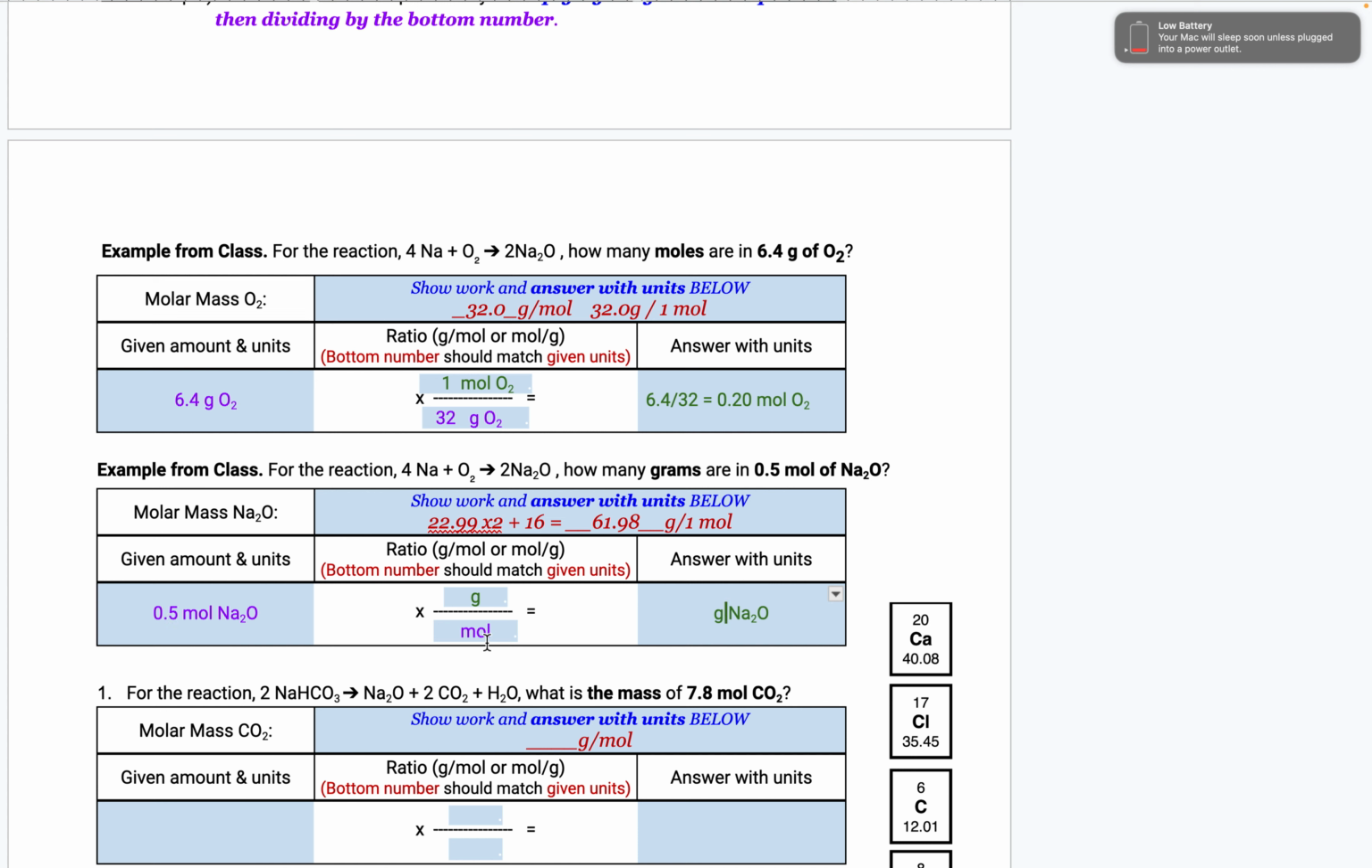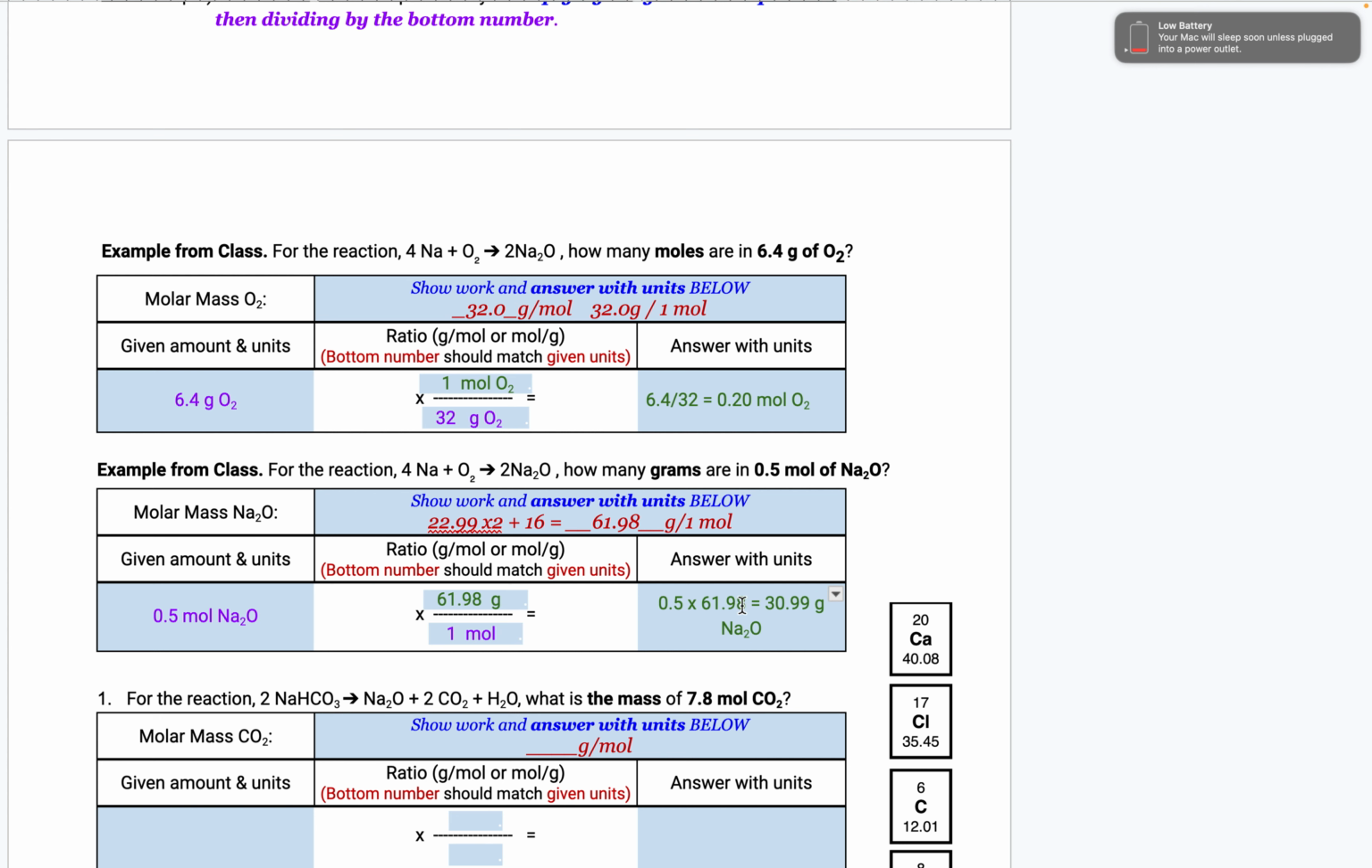Whatever I start with goes on the bottom. What I'm trying to get goes on top. And then I just go up here, and the mole will always be 1 whenever we're using grams. That was important, that we have to be using grams for this to be 1. And there we go. We just multiply the 2 top numbers this time, and we divide by 1. So 0.5 times 61.98 is going to equal 30.99 grams. All right. So there you go. That's what you're supposed to do.